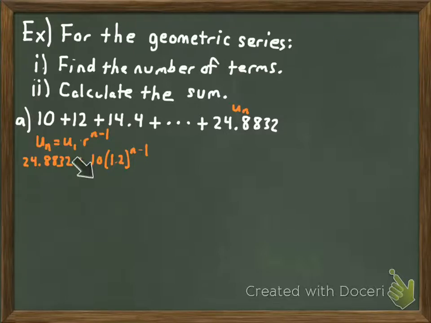Now, to solve this equation, we are going to use logarithms in a moment. I'm going to go ahead and divide both sides by 10 to start off. So that will give me 2.48832 equals 1.2 to the n minus first power. Now we'll take the log of both sides, common logarithm, natural logarithm, whatever you choose. I'm going to go natural logs in this case.